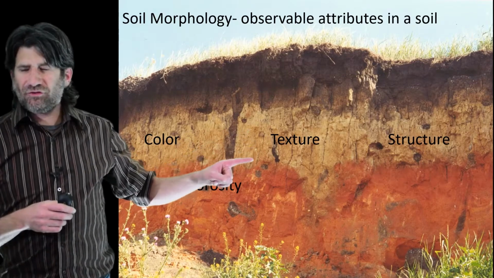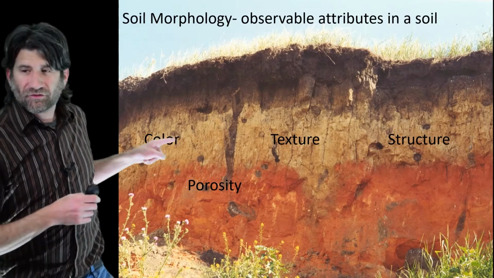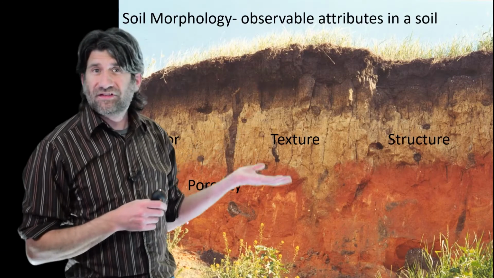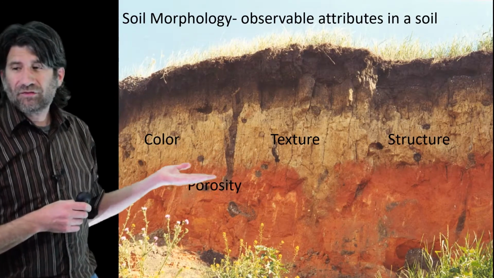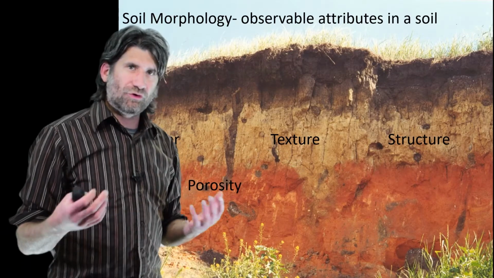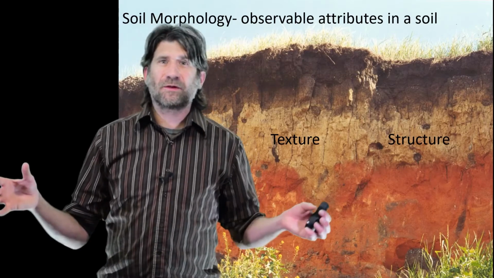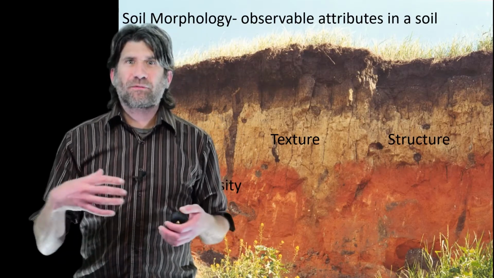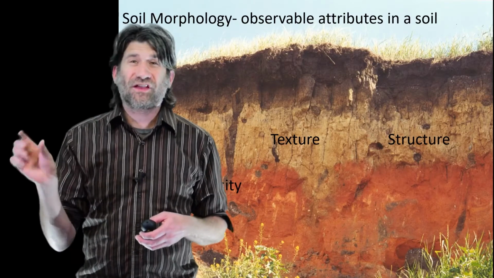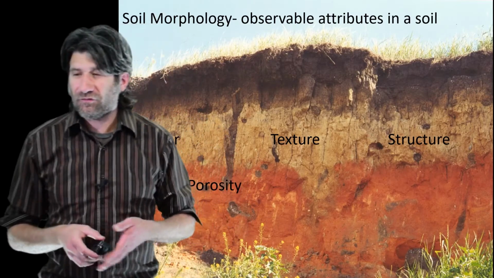And so we can use things like the color of a soil. The color is going to be really important. Is it a brown horizon? Is it a tan horizon? We'll look at the texture of the soil. And when I say texture, I'm not talking about how rough it is. We're using this in the geology sense, where we're talking about the grain size and the different proportions of different size grains in the soil itself.